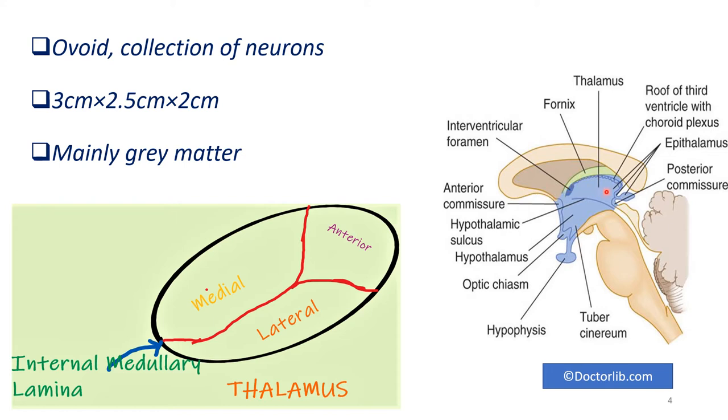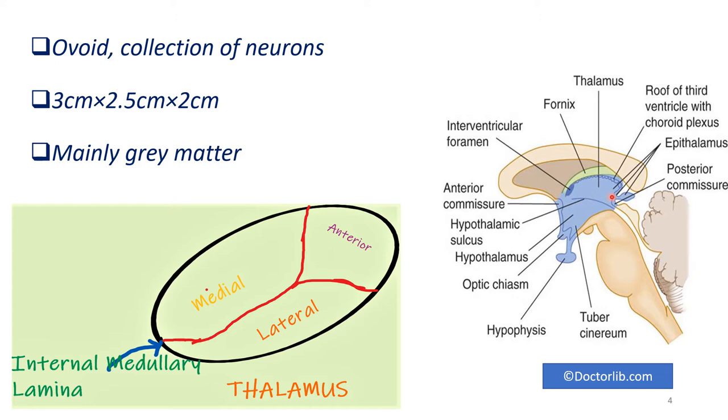And this is the ventral or the inferior surface of the thalamus. It is related to the hypothalamus. See, we can see here it is the hypothalamus. The hypothalamus and the thalamus are separated by the hypothalamic sulcus. So this medial surface is separated from the hypothalamus by the hypothalamic sulcus.